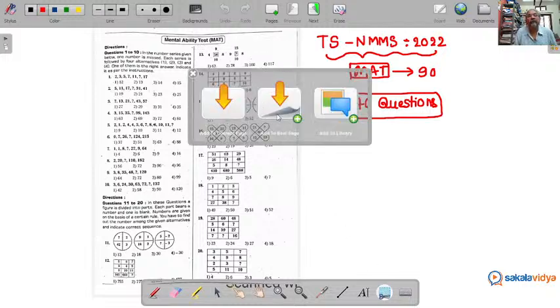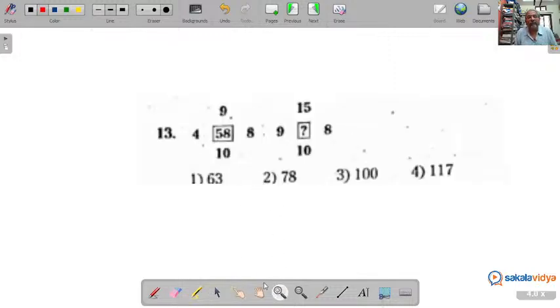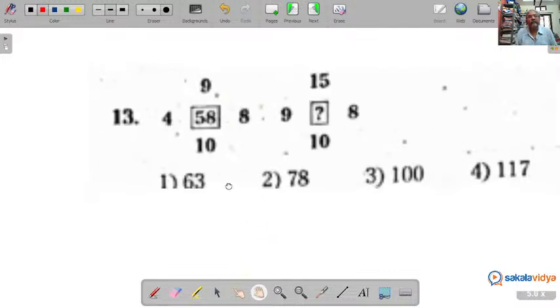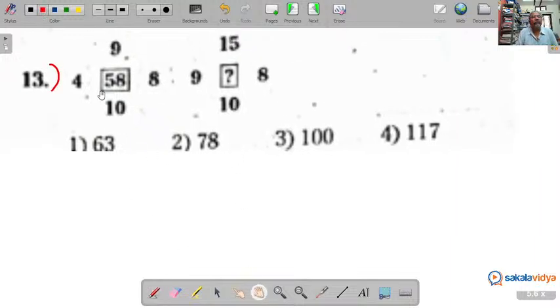13th question. So this is the 13th question. We have 4, 9, 8, 10 and 58. So how could you relate these 9, 4, 10, 8 to the 58? That means what sort of operations are to be applied on 4, 9, 8, 10 in order to get 58. By following this same pattern, we have to find out the question mark, the missing number here.